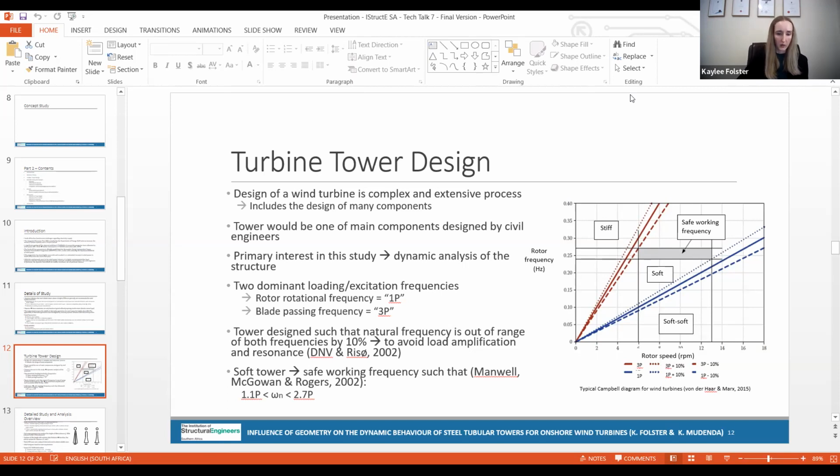And then here in South Africa, we don't have any design guides or codes with respect to turbine towers. So most studies, and in practice as well, tend to use this Danish guide, which tells us that you should make use of a 10% safety factor on your excitation frequencies. That essentially means that you would want the natural frequency of your tower to be greater than 1.1P and less than 2.7P. That is your ideal situation.